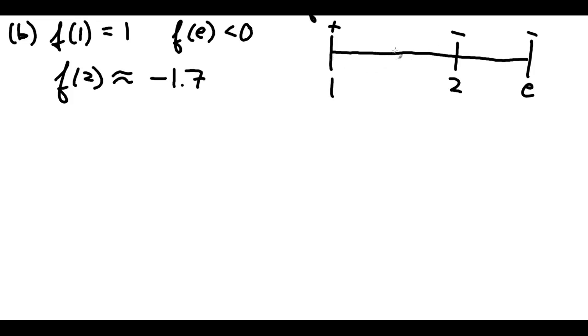So we could pick another value, maybe 1.5. Let's take f of 1.5 and see what that works out to. And if we compute that, it looks like we get negative 0.4. Again, it's negative, but you see it's a lot closer to 0 now, right? So we feel like we're kind of homing in on a solution. All right, so somewhere between 1 and 1.5, there's a 0.